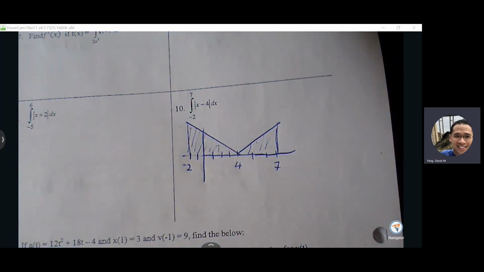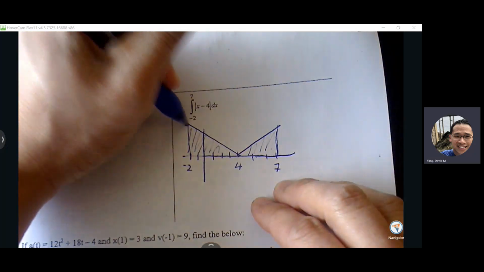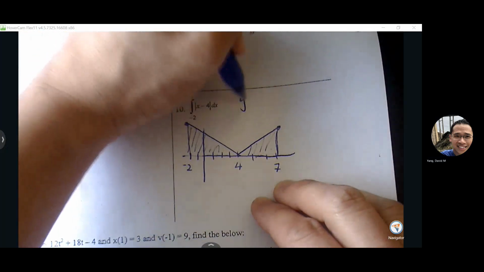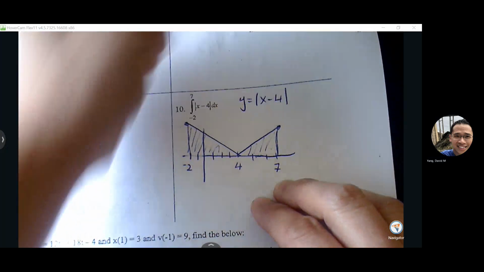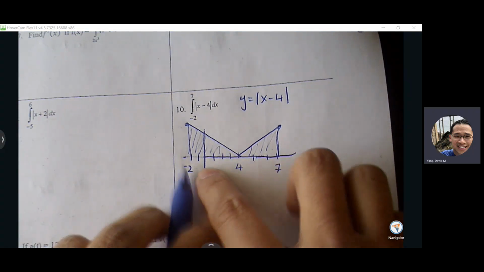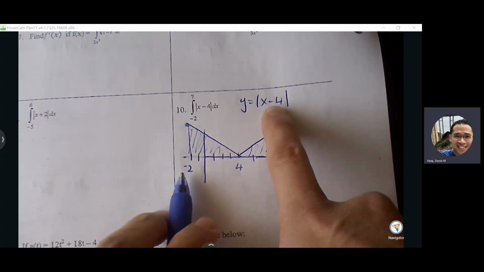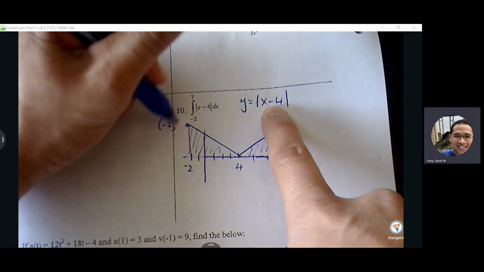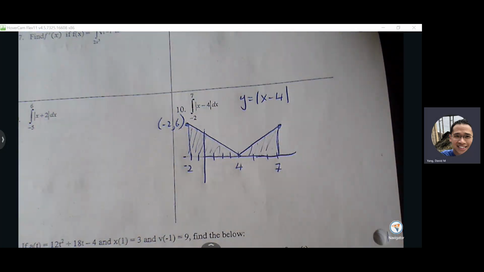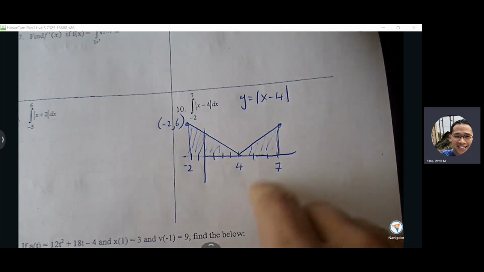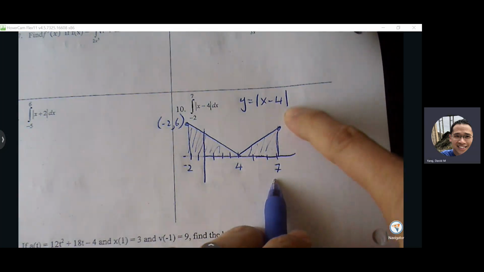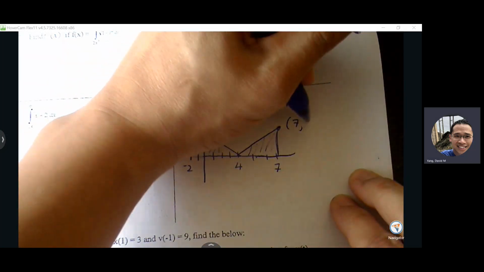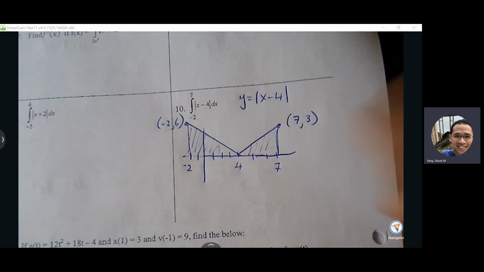Now, if I can find the y values at these endpoints, I'm able to find height as well. Okay, so if I insert -2 into this absolute value function, I can get that y value. What's -2 minus 4? -6. The absolute value of -6 is 6. So the ordered pair is -2, 6. That y value is the height of your first triangle. Second triangle, plug 7 into the function. 7 minus 4 is 3. Absolute value of 3 is still 3. And ordered pair 7, 3, and the y value is that height.